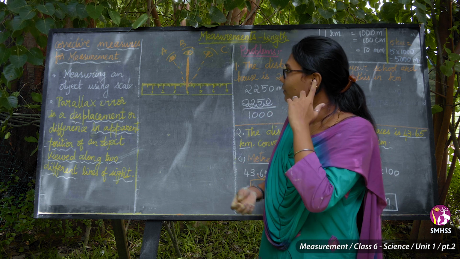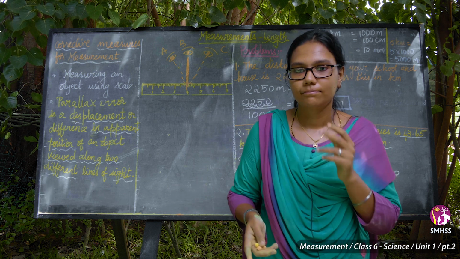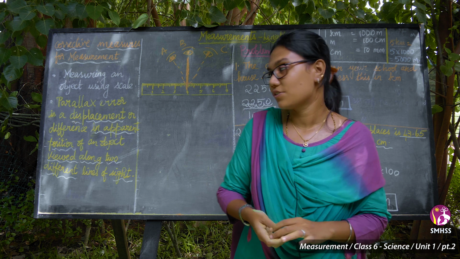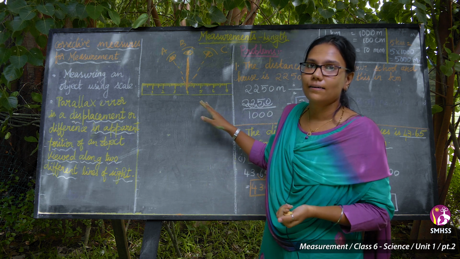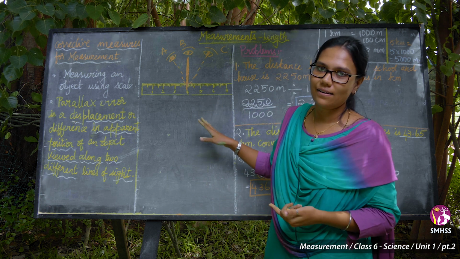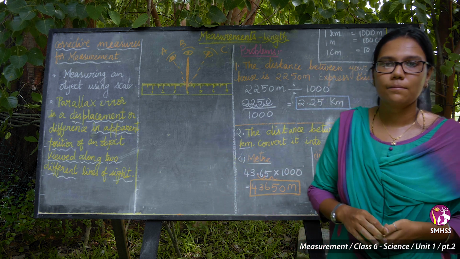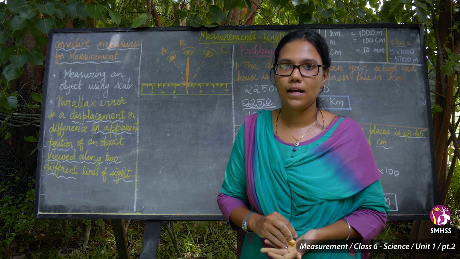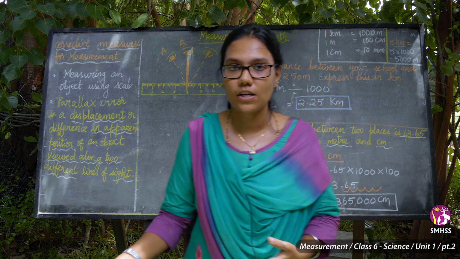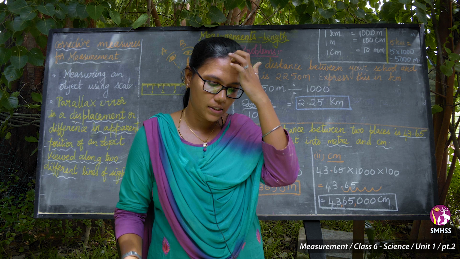Okay, stop. Lock and key. Okay children, now you saw about the parallax error. Now we are going to see the next thing about the prefix and how to measure using the strings. How to measure the curve using string.